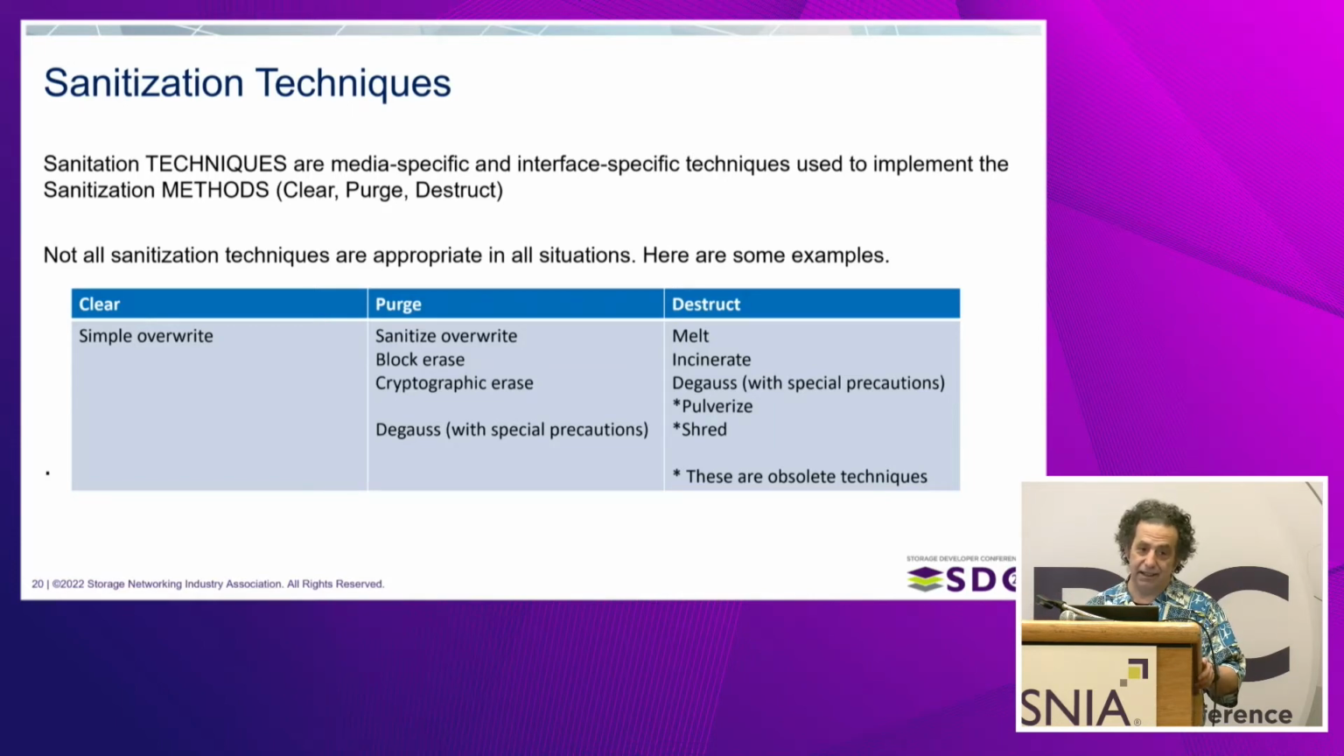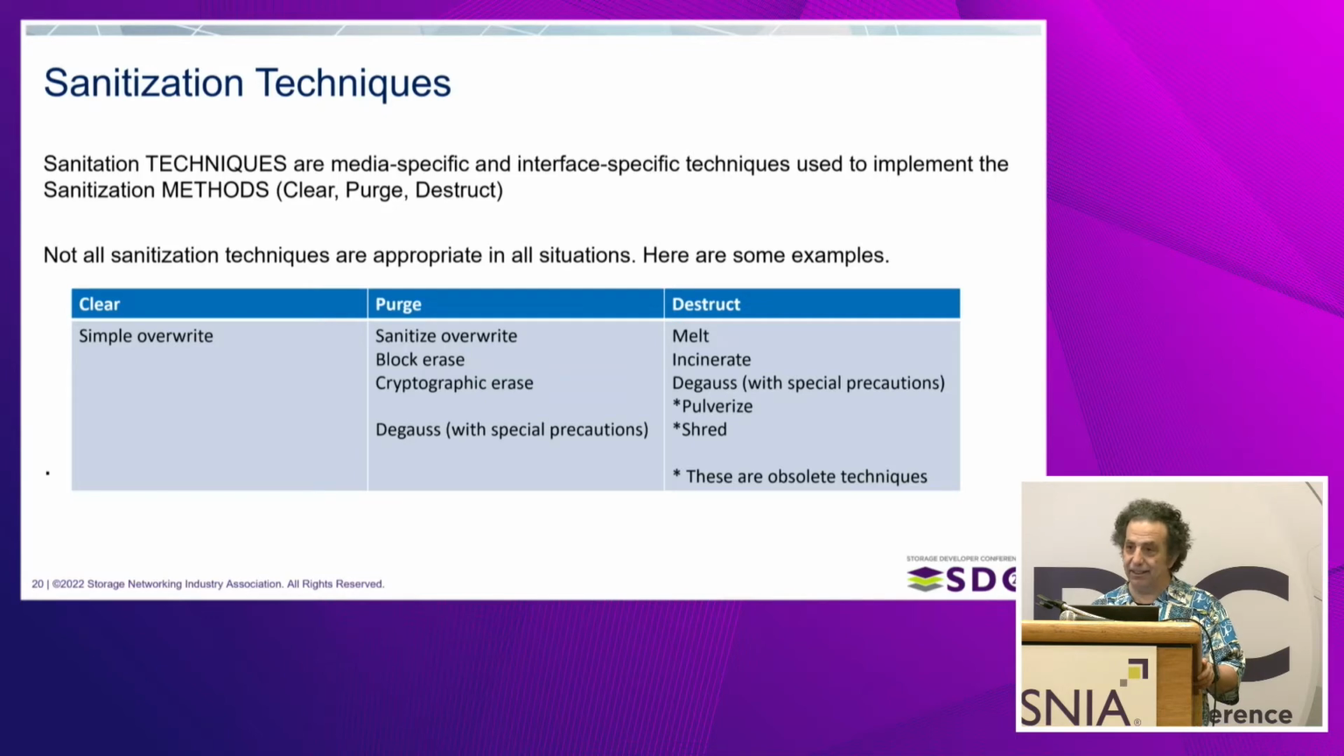Purge, on the other hand, has higher goals, and that's why we like that language. So sanitize, overwrite, the sanitize commands that we've built into SAS, SATA, and NVMe, all of those fit into this world. So the overwrite version of that, the block erase version of that, the cryptographic erase versions of that. Degauss, with some special precautions, that works. Degauss in these days of Hammer, I'm not quite sure how that's going to work. When it comes to destruct, the world is changing on us also.